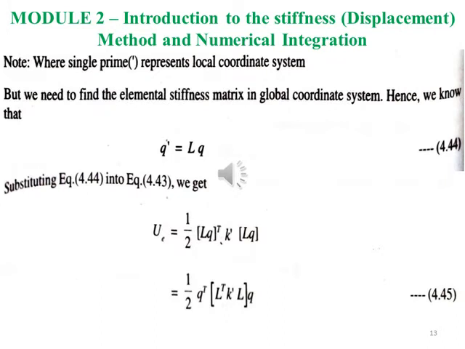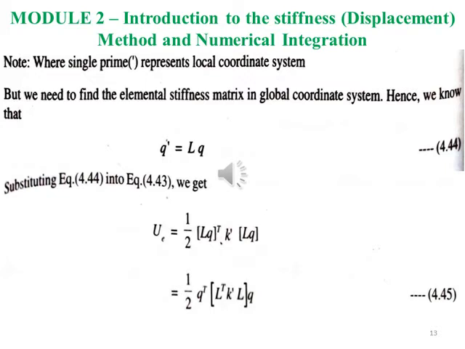But we are bound to find the elemental stiffness matrix in the global coordinate system. Hence we know that Q dash is equal to L into Q. So substituting equations 4.44 and 4.43, we get U^e is equal to half (L Q)^T K dash (L Q), which is equal to half Q transpose L transpose K dash L Q. So the strain energy in the global coordinate system can be written once again as U is equal to half Q transpose K Q, where K is the elemental stiffness matrix in the global coordinate system.